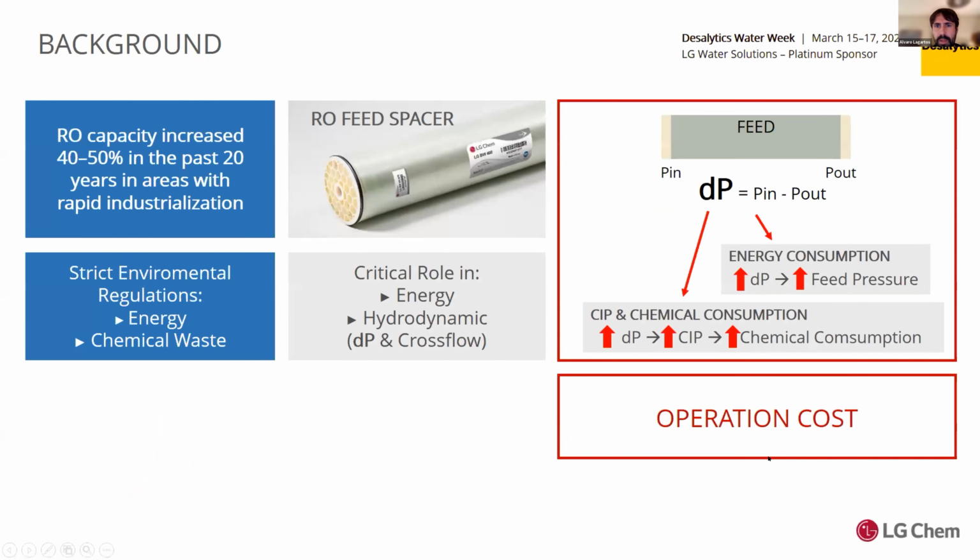What I mean here with optimization, I will be focusing on one particular part of the RO membrane, which is the feed spacer. This particular component of the membrane models has a huge impact when it comes to energy and chemical consumption, chemical waste, and therefore is strongly linked to the operation cost of your RO process.